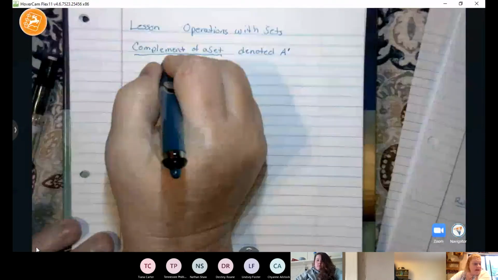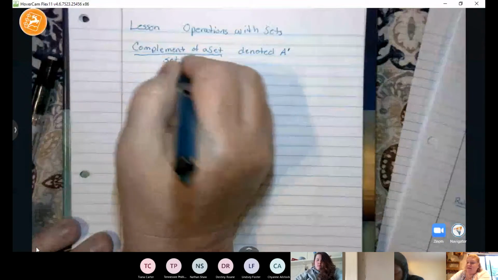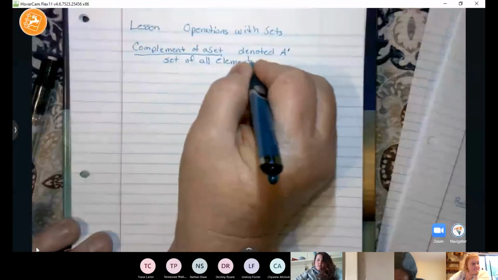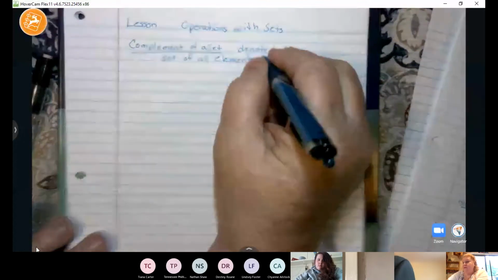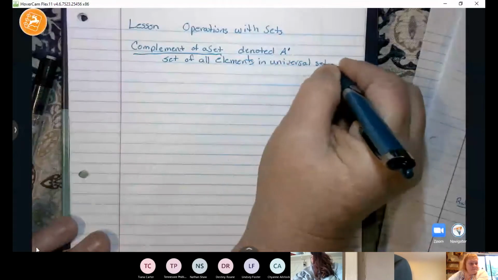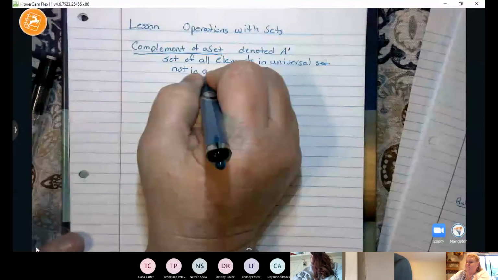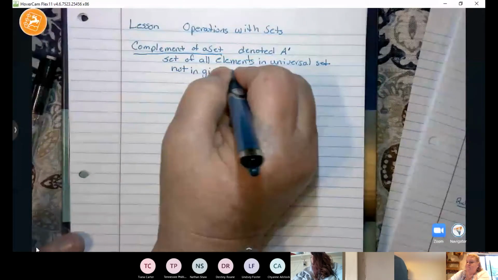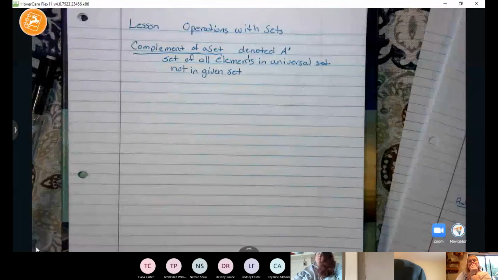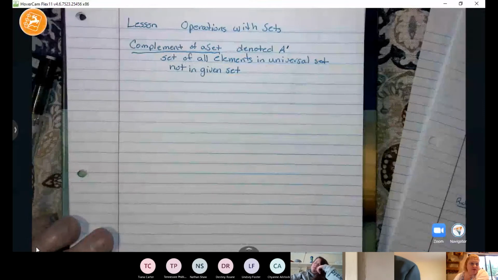When you're finding the complement, that means that you're finding the set of all elements in the universal set that are not in the given set. Actually, let me go ahead and do the example with it. It makes more sense to do the example with it.